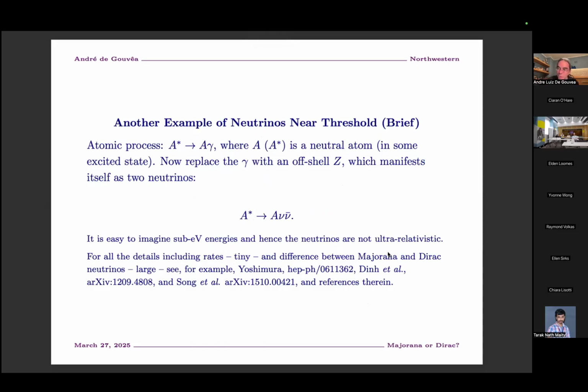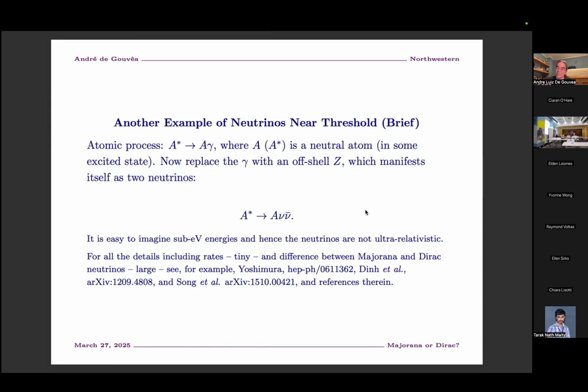Here's another thing that also doesn't work. And we know that excited nuclei can undergo gamma radiation. So I have an excited nucleus, I can emit a gamma ray to de-excite. So I can do the same thing with a Z boson. I can start out with some excited nucleus, I can go to the ground state, and I emit an off-shell Z boson, and that Z boson can manifest itself as neutrinos. So that's an interesting idea. There's some nice papers about this.